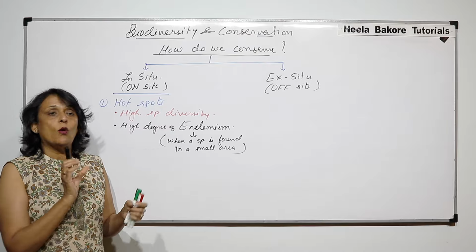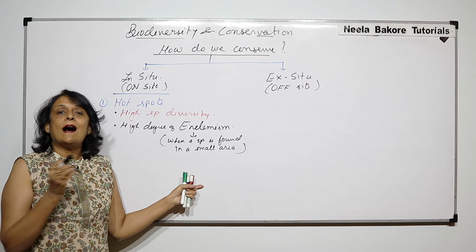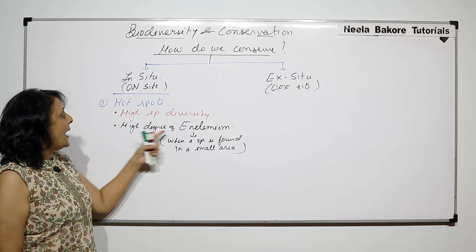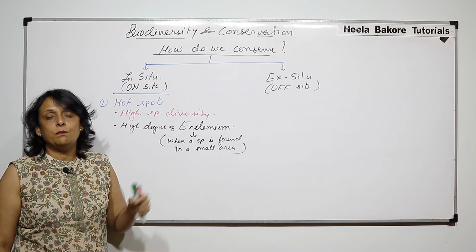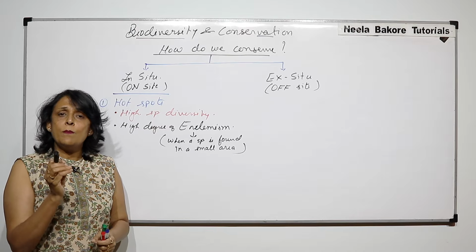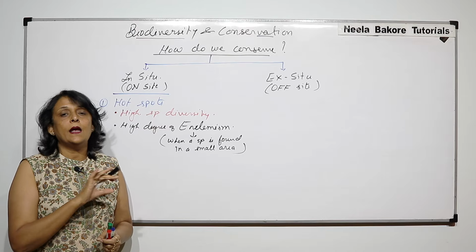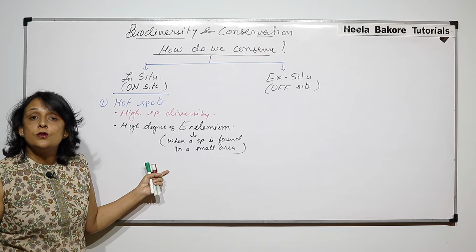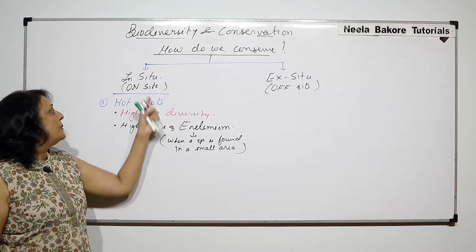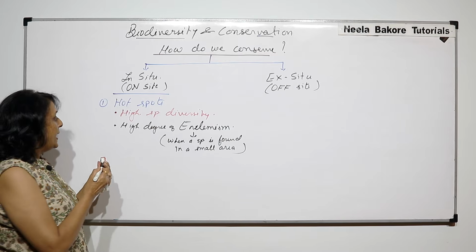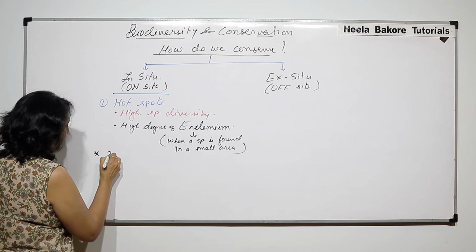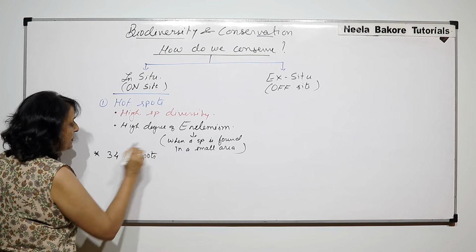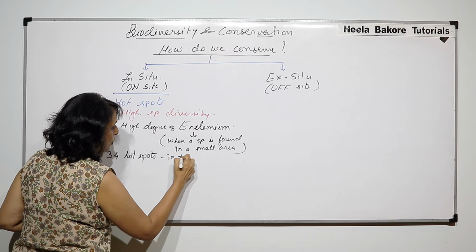hotspots. So if we know an area where there is high species diversity, or very rich species diversity, and high degree of endemism. That means that area has some organisms which are found only in that area, nowhere else. Then those hotspots should be conserved as it is. So that will become in situ conservation. In the world, 34 hotspots have been identified. This is in the world.